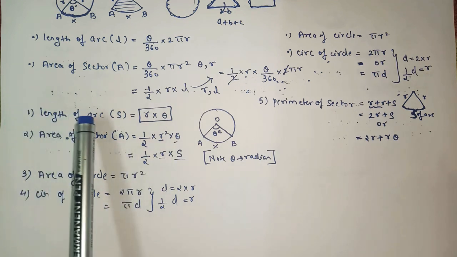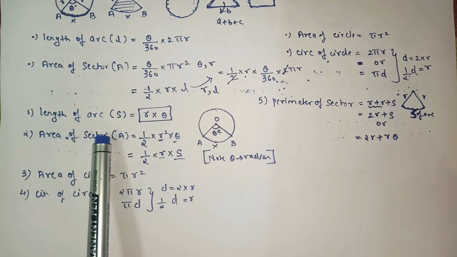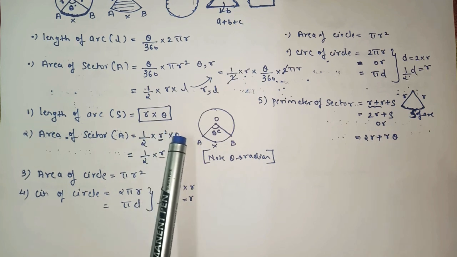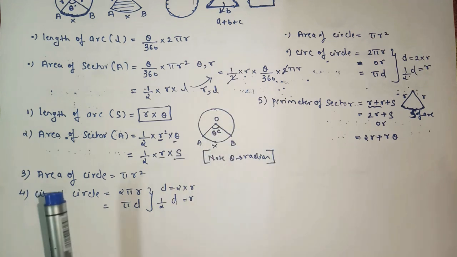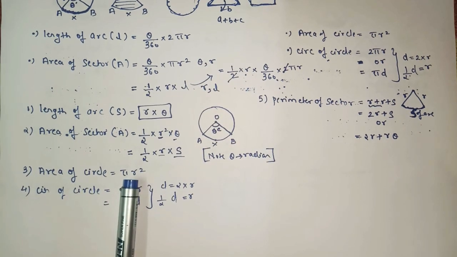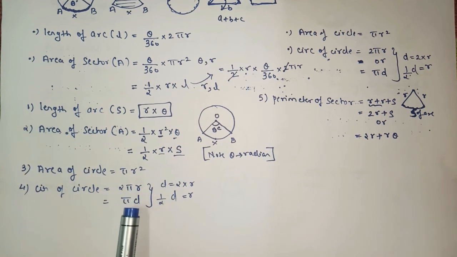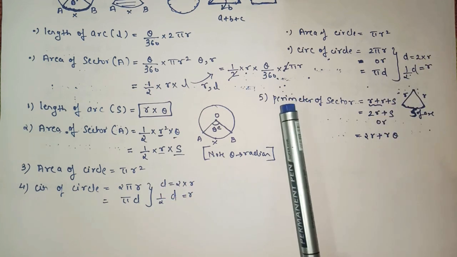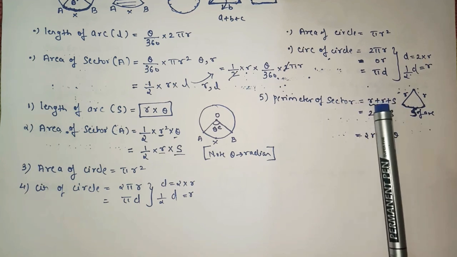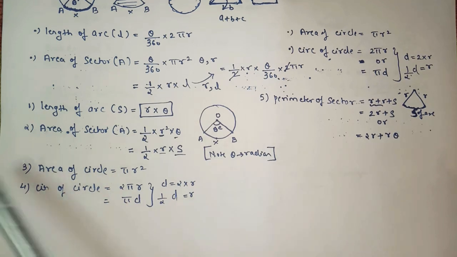So let's have a quick revision. The first formula is length of the arc. Here we use the symbol S, R into theta. Area of sector is half into R square into theta. The second formula is half into R into S. Note theta has to be in radian. Area of circle is pi R square. Circumference of circle is 2 pi R, or else we can use pi d, because diameter is twice the radius and radius is half of the diameter. Perimeter of sector is R plus R plus S. So R plus R we can write as 2R plus S, and S we can write as R theta. I had explained all this in detail.